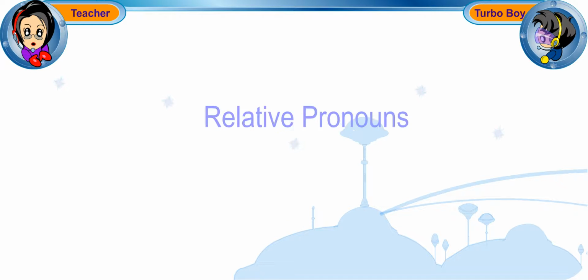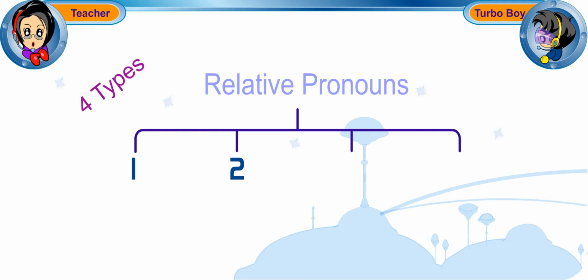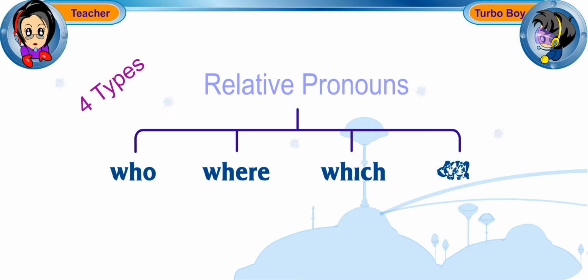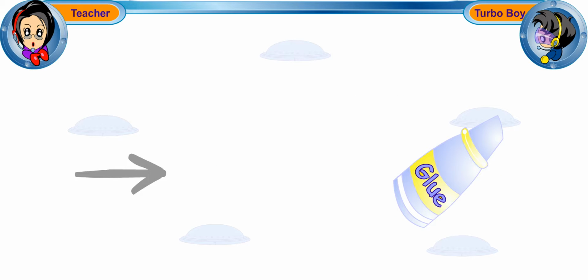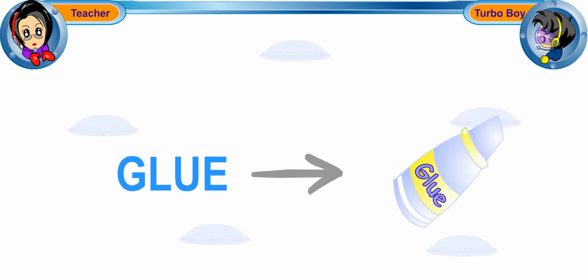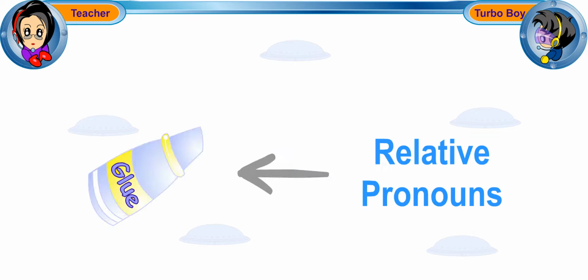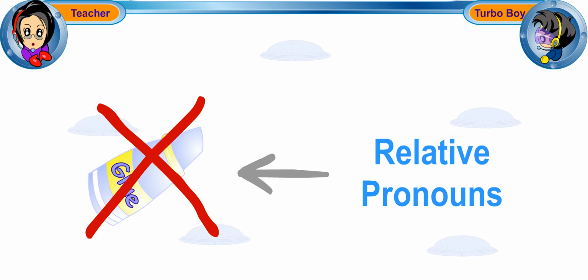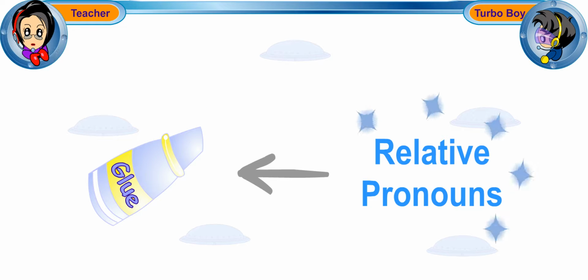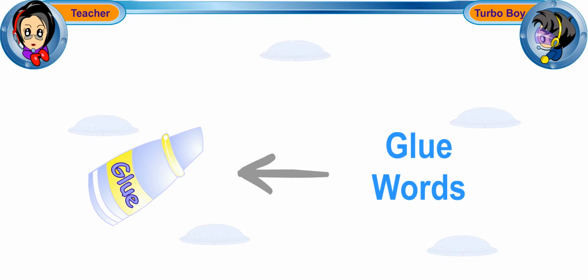For this lesson, we are going to learn 4 types of relative pronouns: who, where, which, and whose. When we need to join 2 things together, we use glue. But in English, when we need to join 2 sentences together, we use glue too. But we don't use this. Instead, we use relative pronouns. So for this lesson, let's call relative pronouns glue words.